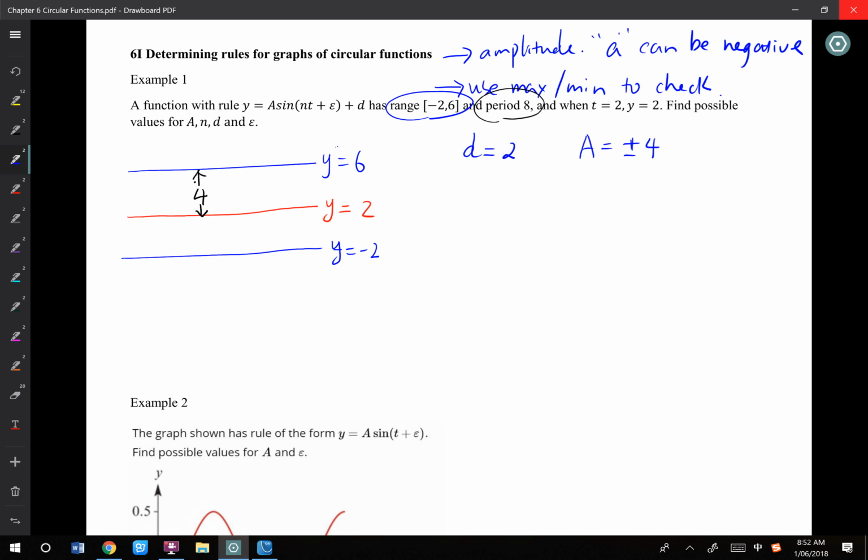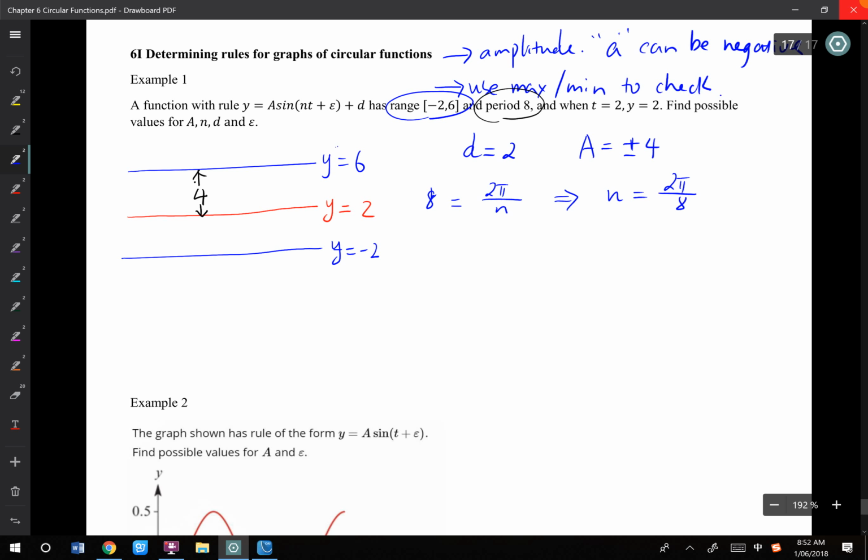Next thing is I have a period of 8. So period is 8 equals 2 pi over n. So n equals 2 pi over 8. n equals pi on 4. So I have worked out the n value as well. So 2 pi over n is the period, and I can find out the n value.